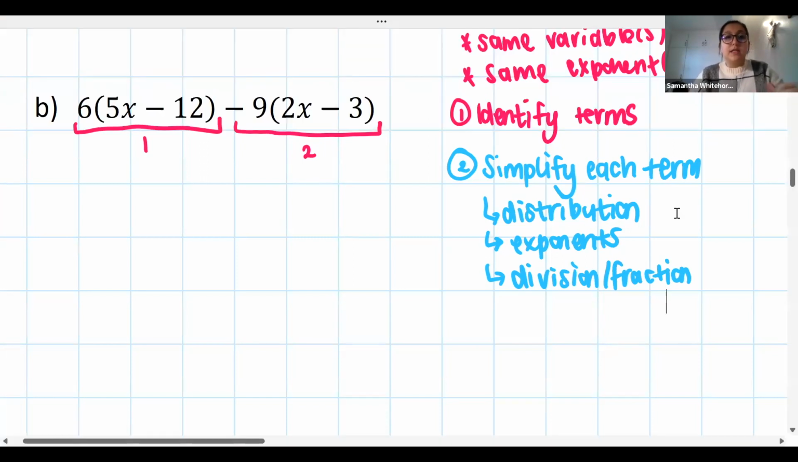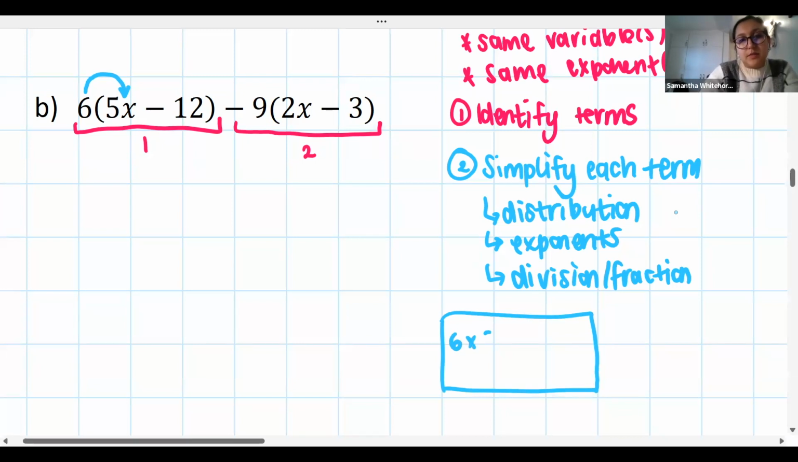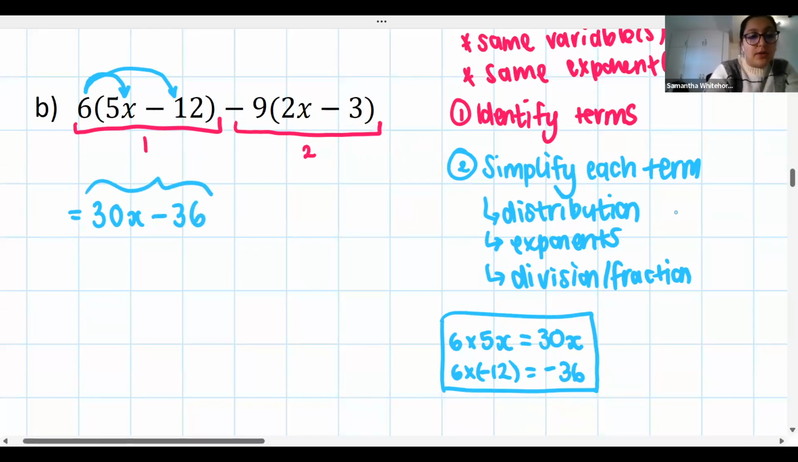So for step 2, I need to distribute. So I need to take in the first term, the 6 and multiply it with the 5x. So remember, you can do a little working out for yourself on the side. Let's just do that. So 6 times 5x. 6 times 5 is 30, and then we have the x, so that gives me 30x. And then we also need to distribute the 6 to the negative 12. So positive 6 times a negative 12 gives us negative 36. So this whole expression here is me distributing the first term.